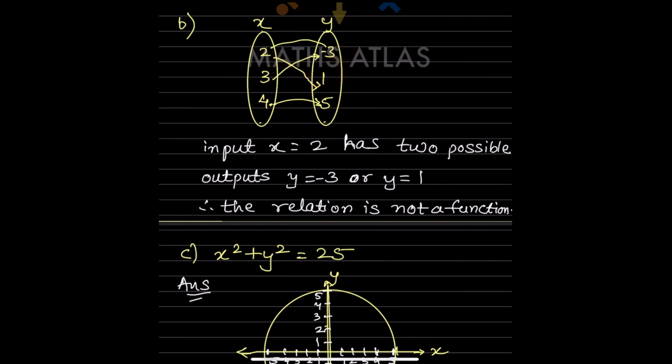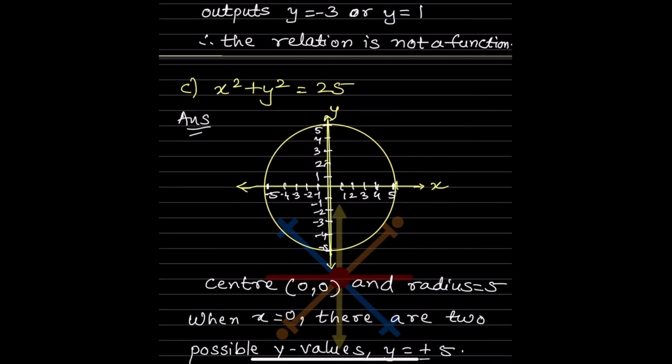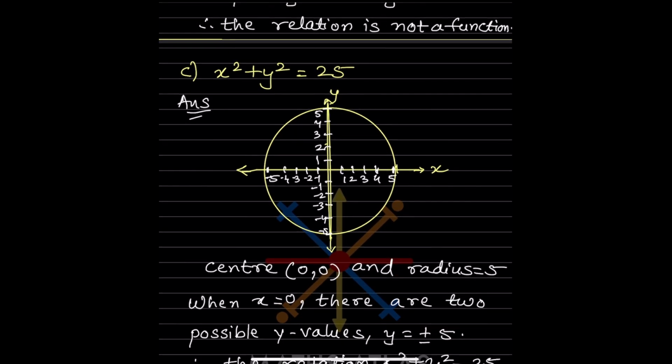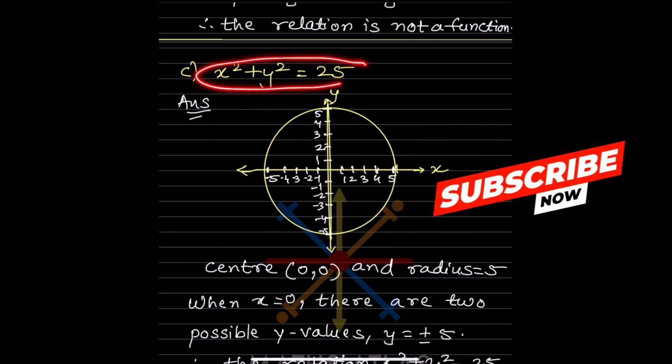So that is not a function. Hope this is clear to you. Now for this one, we have to find out whether it's a function. x square plus y square is equal to 25.